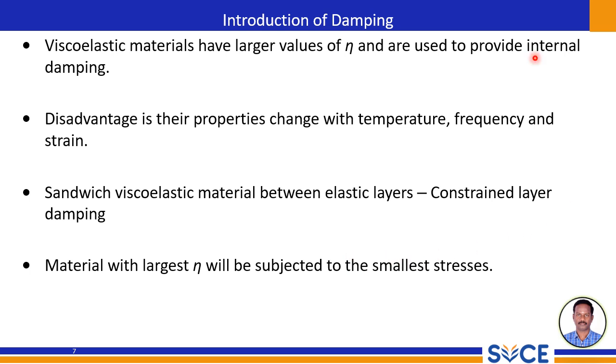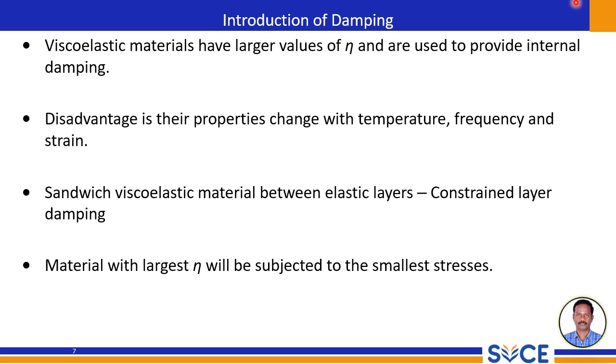Finally, the material with the largest eta will be subjected to smaller stresses. This means that the material with the high damping capacity will experience the least amount of stress during vibration. This can be a significant advantage in applications where stress reduction is very much crucial.